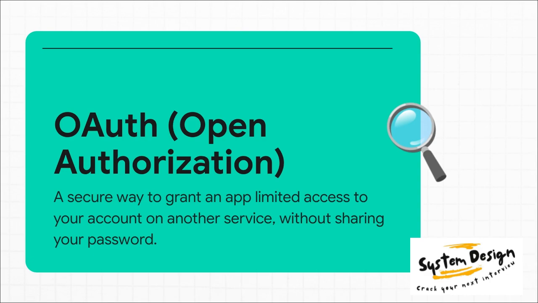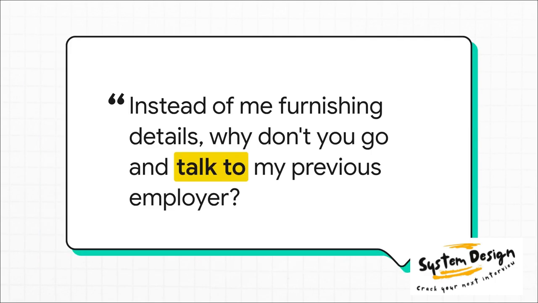Let me say that again. The new app never ever sees your Google password. Not once. Here's a great way to think about it. Imagine you're starting a new job and they want to verify your work history. Instead of you digging up old papers, you just say, hey, why don't you just ask my last boss? They can tell you I worked there. You're authorizing them to vouch for you, but only for that specific info.